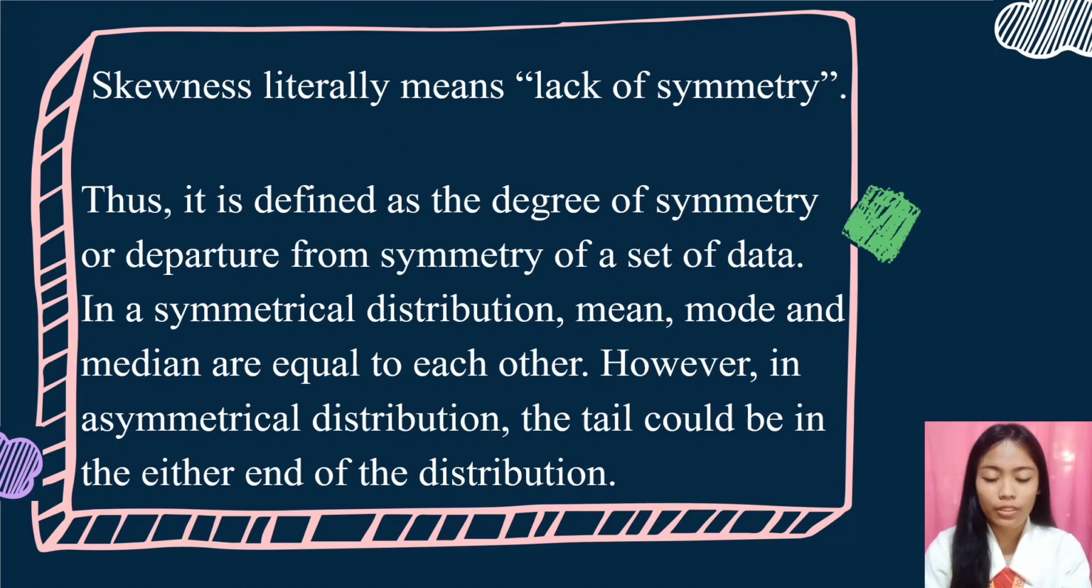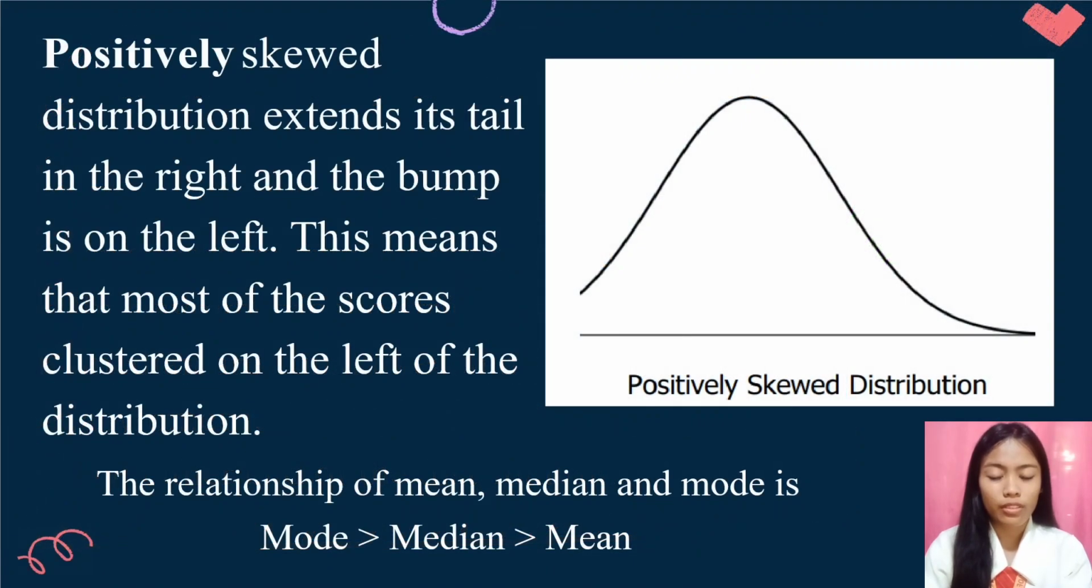In a symmetrical distribution, mean, mode, and median are equal to each other. However, in a skewed distribution, the tail could be on either end of the distribution. A positively skewed distribution extends its tail to the right and the bump is on the left. This means most of the scores are clustered on the left of the distribution. The relationship of mean, median, and mode is mode to median to mean.